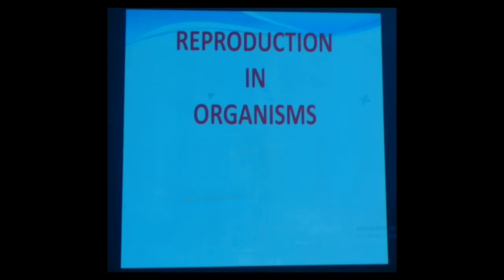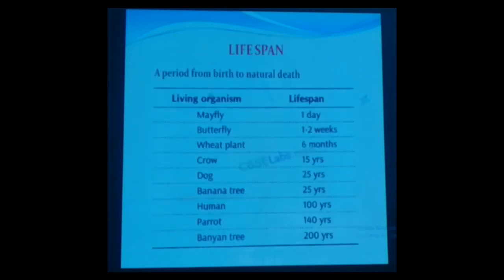All the living organisms possess or exhibit different kinds of processes. All these life processes are vital only, and these are shown by the living organisms during their lifetime. The period from the birth to the natural death is called lifespan. Remember, what is lifespan? The period from the birth to the natural death is called lifespan.